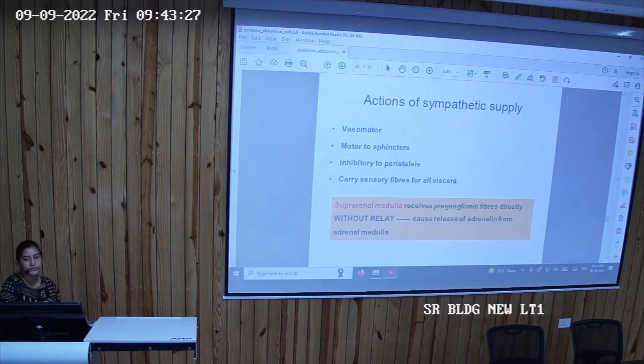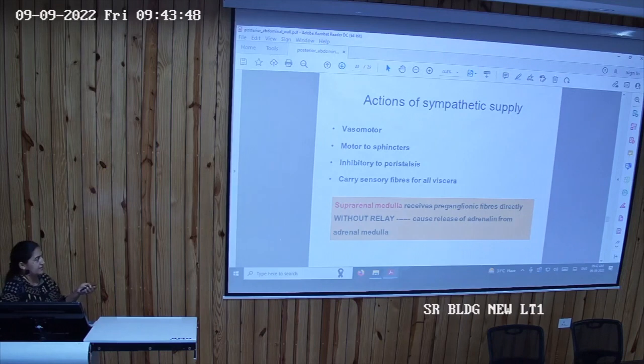Then motor to the sphincters. Will it allow peristalsis? No. So the motor sphincters, that means the esophageal sphincter, the cardiac end sphincter and the pyloric sphincter, they all will contract. They won't relax. Then inhibitory to the peristalsis because the sphincters are in contraction.